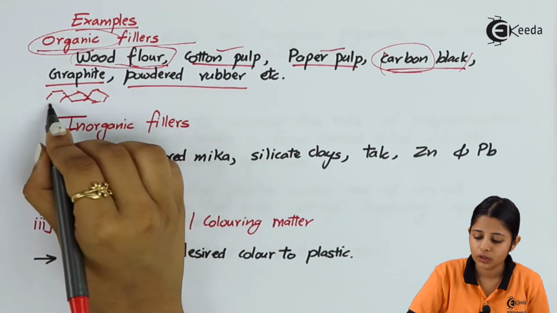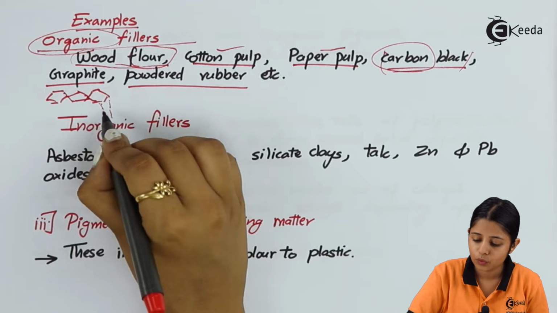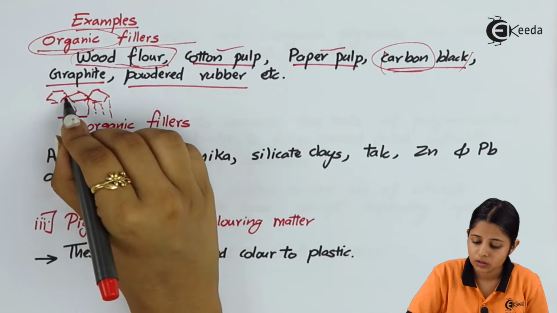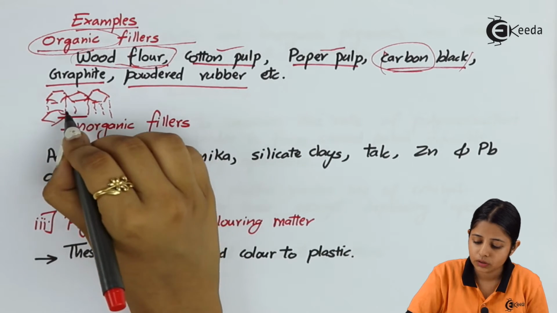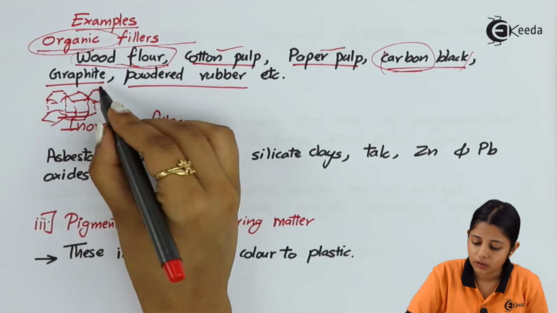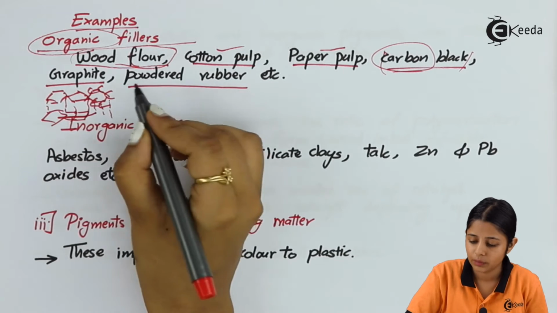There are layers of it, and these layers are connected by van der Waals forces. So what I'm drawing over here are the van der Waals forces, and below it again there will be a layer of it, and each and every vertex over here is carbon. So graphite is nothing but only carbon.